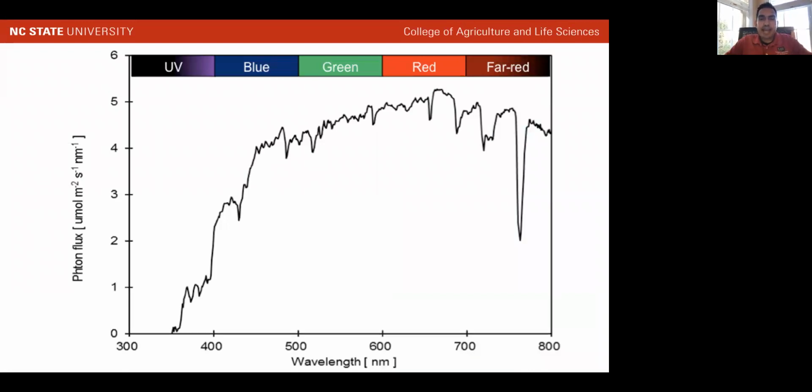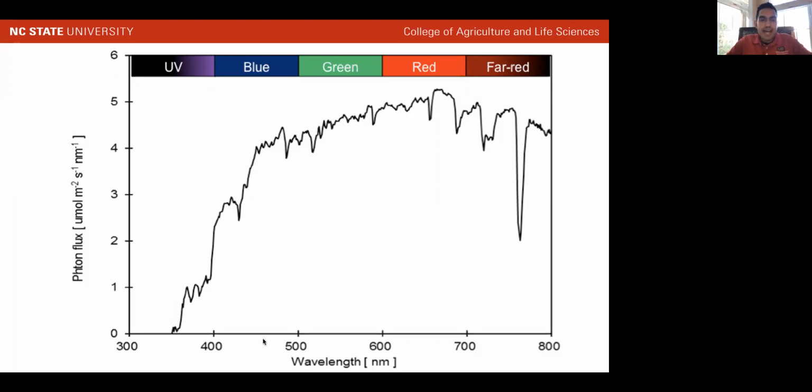Here you have a spectral scan of the sun's radiation. The units here are micromoles per meter squared per second per nanometer. So basically, when you look at the impact of the sun in terms of photons, we have a very, very balanced spectrum. That's why we call it white light. The percentages of blue, green, red, and far red are a little bit different, but overall pretty balanced.